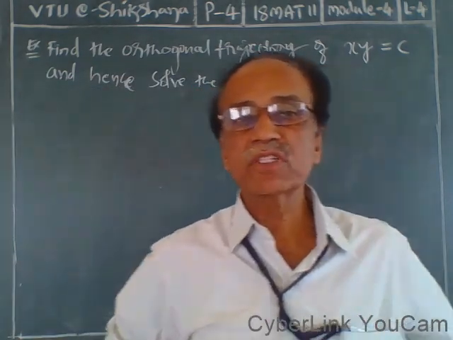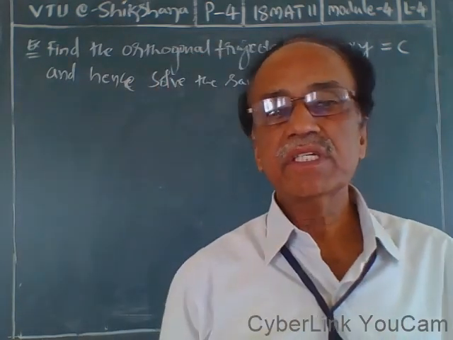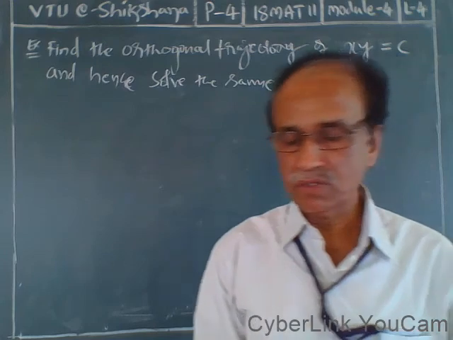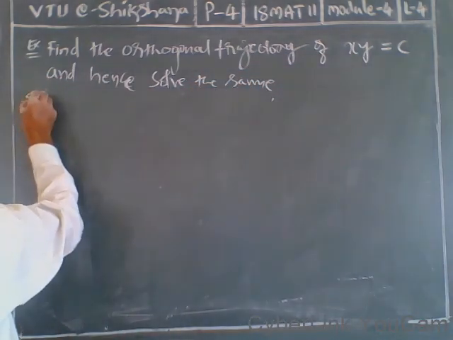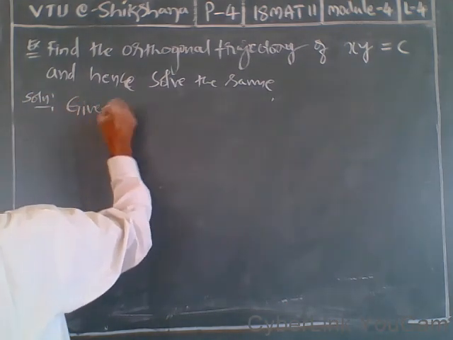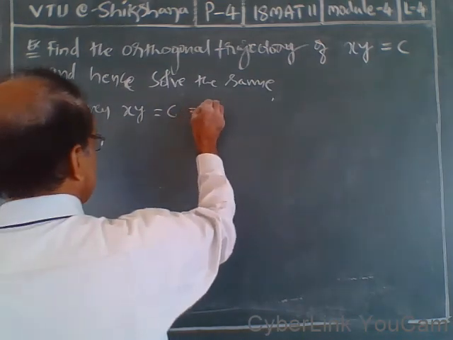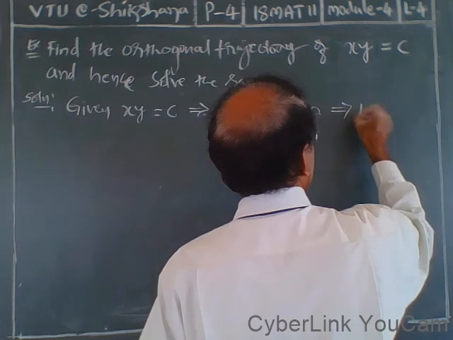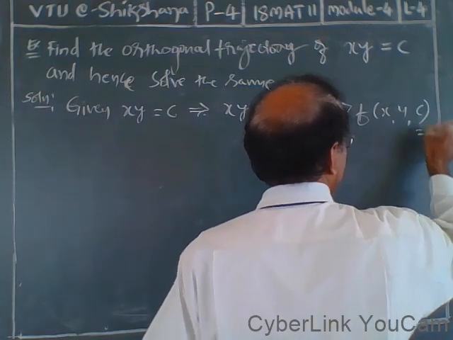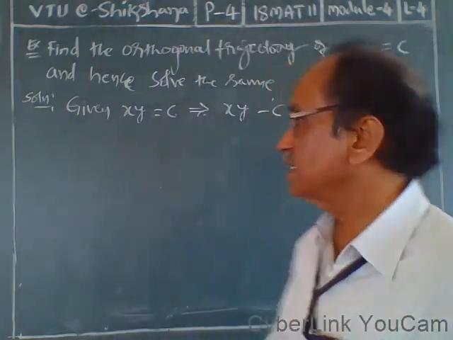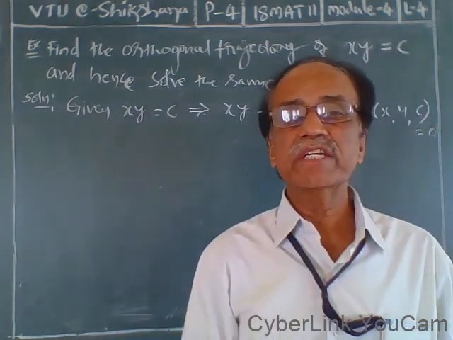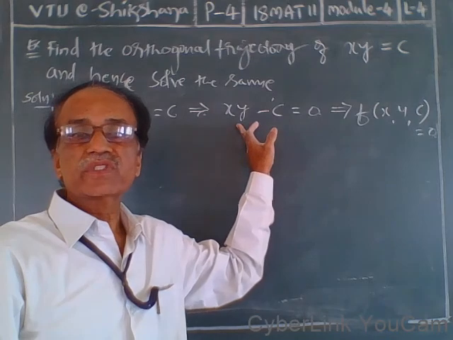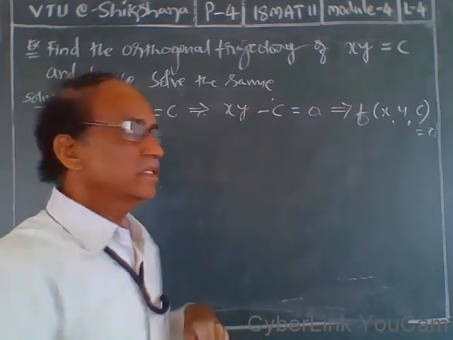That means you will apply the concept of orthogonal trajectory after elimination of the parameter. The resulting equation will be a differential equation, and then we will solve it to get another family of curves. How are we going to take this equation? Given xy equal to c implies xy minus c equal to 0. This represents f of x, y, c equal to 0. Here c is a parameter; we eliminate this parameter and form a differential equation. To form it, you take the differentiation on both sides and apply the concept of orthogonal trajectory.